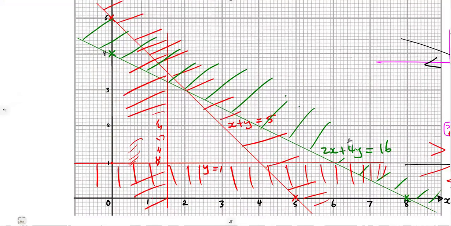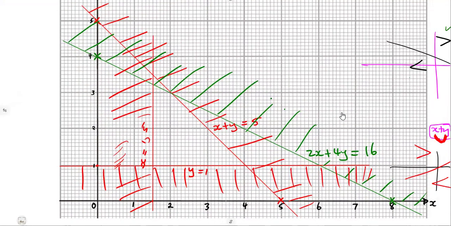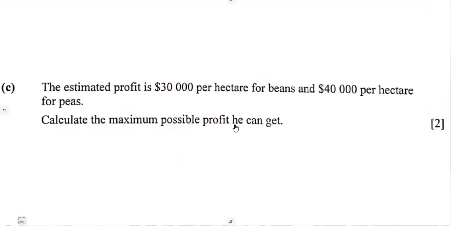You just needed all the lines, just like normal equations, then you shade according to what you're given on that part. Then the other question was, the estimated profit is $30,000 per hectare for beans. Remember, beans, it's x. And $40,000 per hectare for peas. All right.